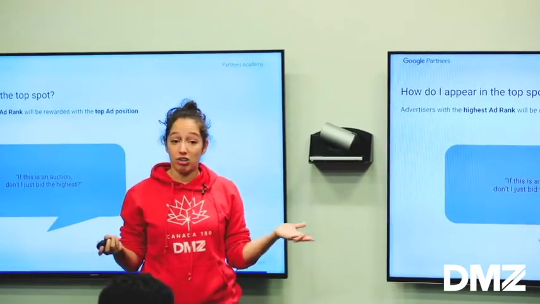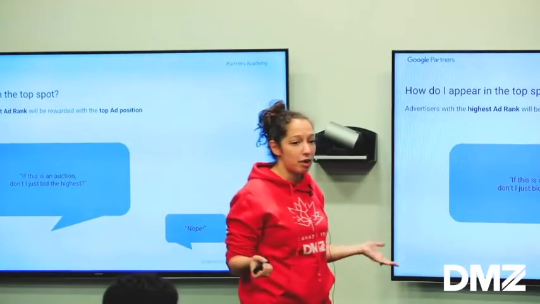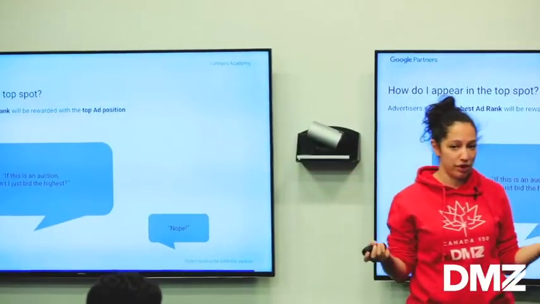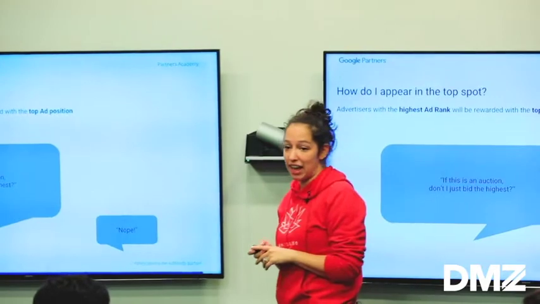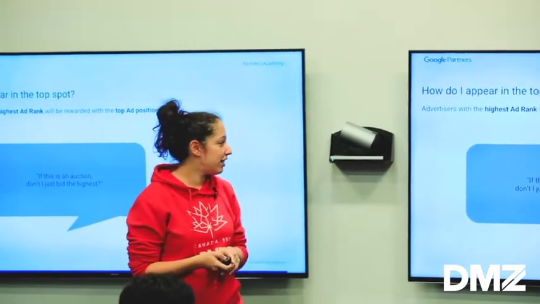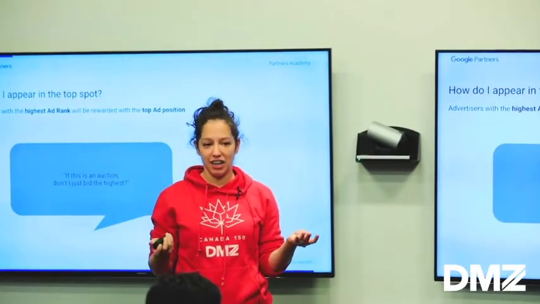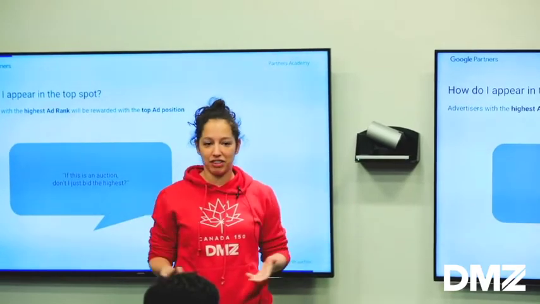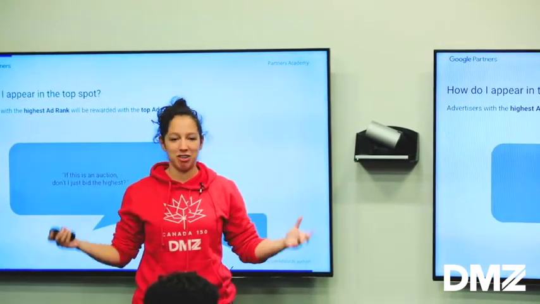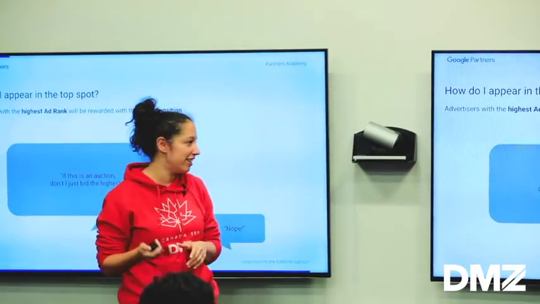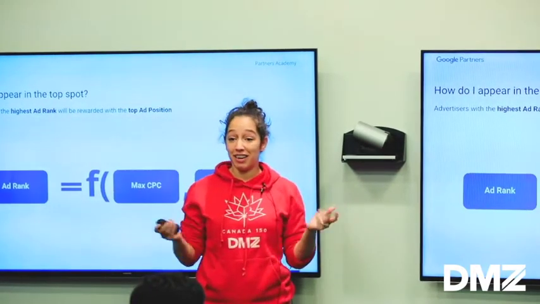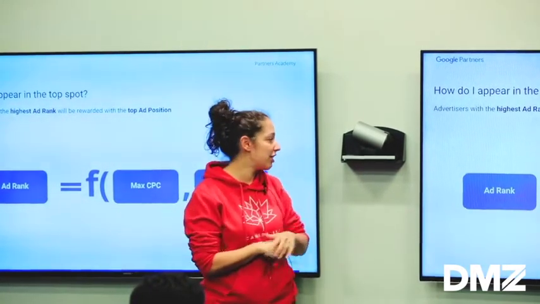So if this is an auction, don't I just pay the most? Like if I want to buy a blender on eBay, I pay the most and I win the blender. Not how it works in the AdWords auction. And this is because of something called AdRank. And AdRank is the invention of Larry and Sergey that is the foundation of our $600+ billion company. It's a brilliant concept, also a really simple concept.